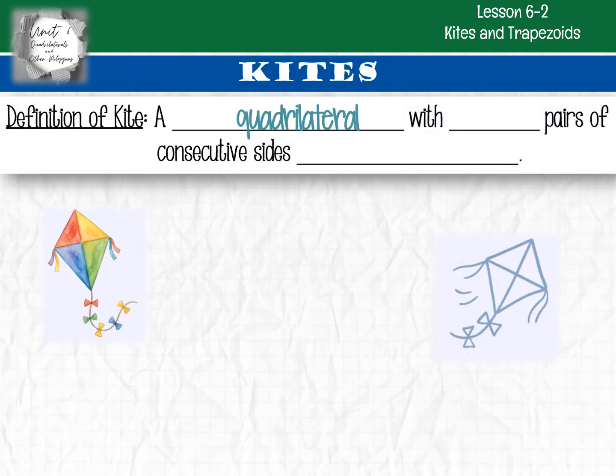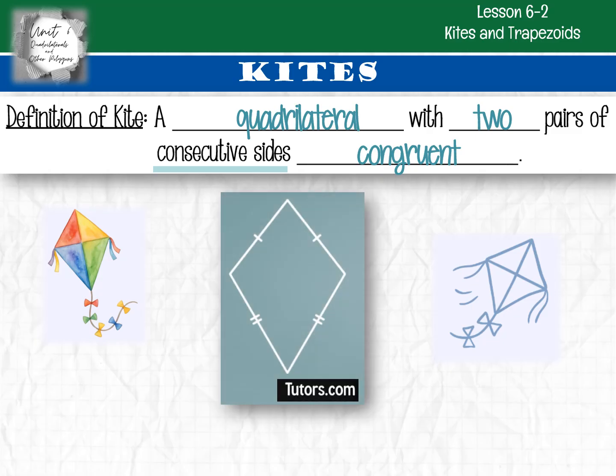Definition of a kite. It's a quadrilateral with two pairs of consecutive sides congruent. So here we go. We have them marked. We have two pairs of consecutive, right after each other, sides that are congruent.